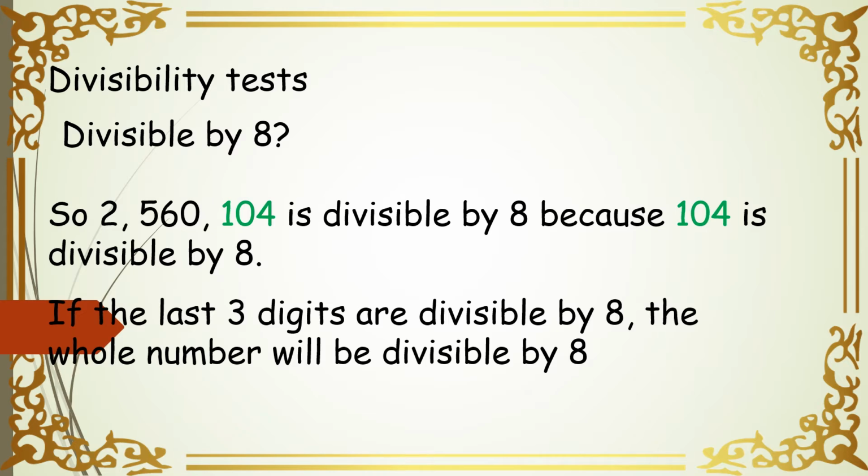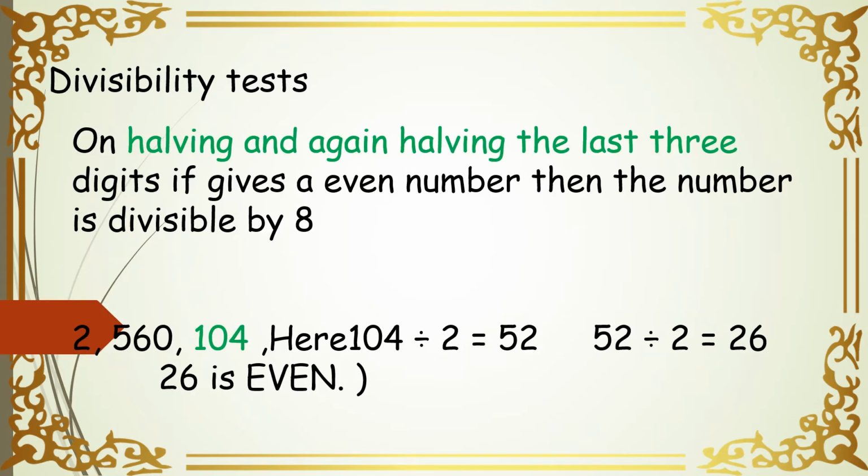So if I have this number, say for example 25,60,104. If you want to find out whether it is divisible by 8 or not, you will take the last 3 digits. Okay, that is 104. If you see that 104 is divisible by 8, then you say that this entire number is divisible by 8. Okay, if the last 3 digits are divisible by 8, the whole number will be divisible by 8.